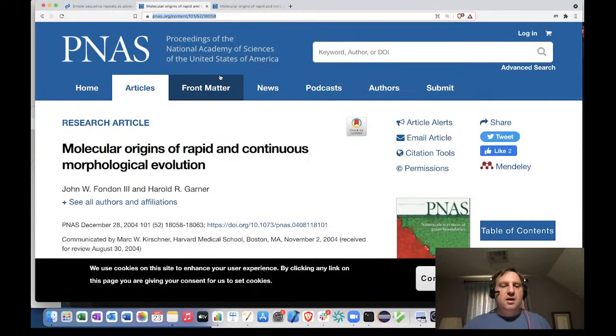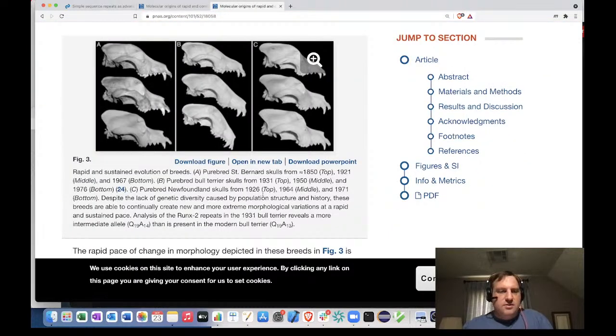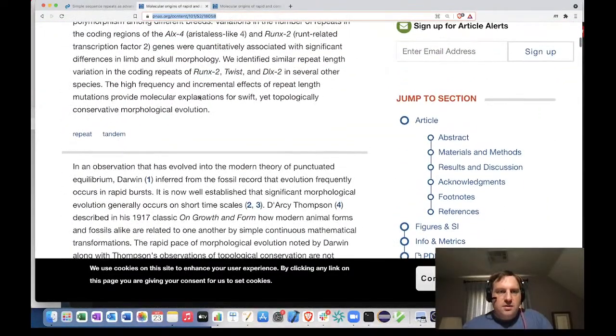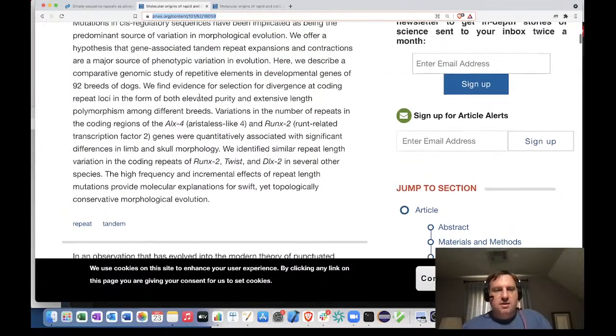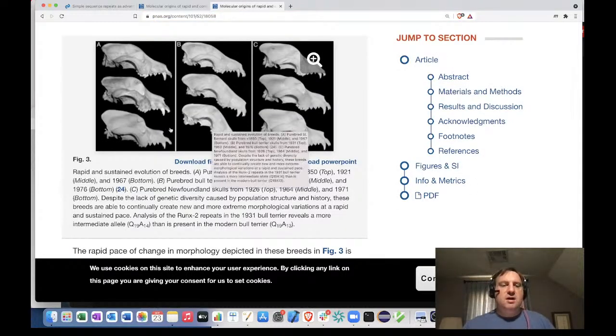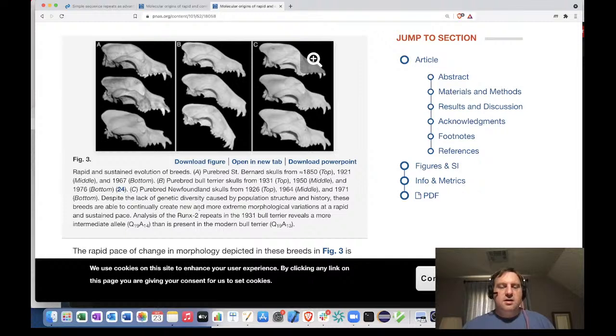There's also another paper called Molecular Origins of Rapid and Continuous Morphological Evolution that talks about these. Just so you know, simple sequence repeats actually go by a couple of different names. Tandem repeats is what they call them here. One example that they show is the bend in a dog's nose is actually based on repeats.